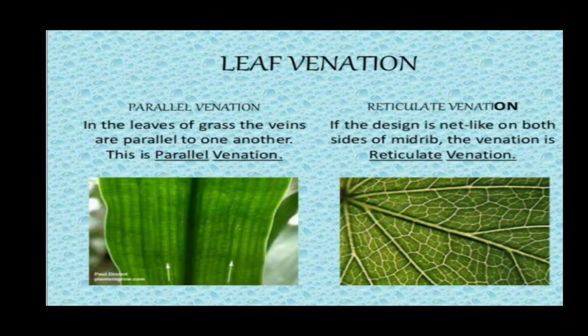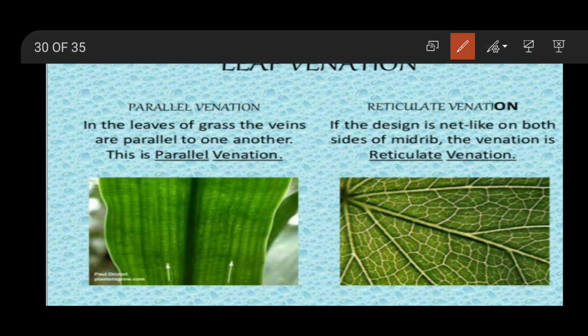Next is leaf venation. So what is leaf venation? It is the pattern of veins on the leaf, and these patterns can be seen in different ways in different plants. So first is parallel venation. Dear students, this is the midrib and these are the veins. If the veins are parallel to the midrib, such a pattern is called parallel venation.